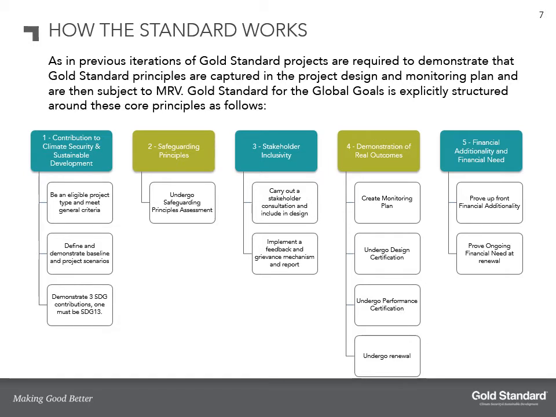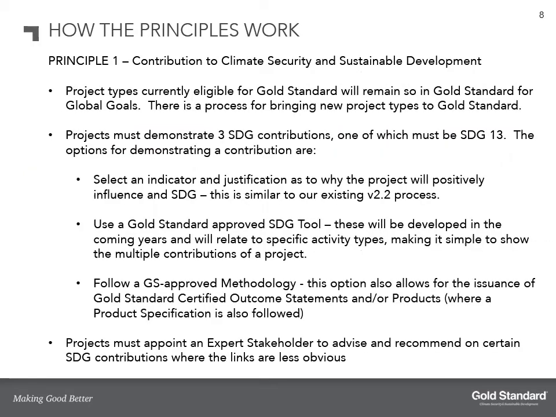And then at 5-year renewal, all projects seeking that kind of mechanism must now prove ongoing financial need, so ex-post financial need based on real financial receipts. I'll come on to that in a little bit more detail shortly. So how do the principles work? Taking each in turn very briefly. Principle 1, contribution to climate security and sustainable development.